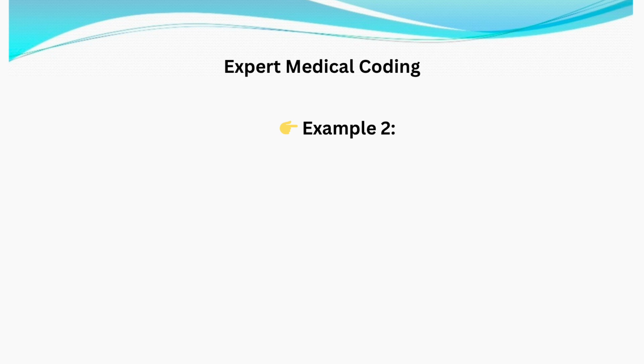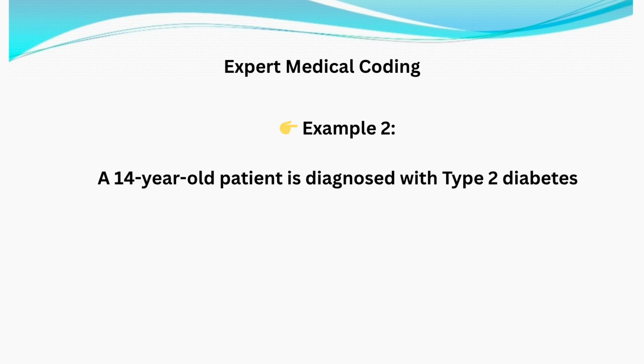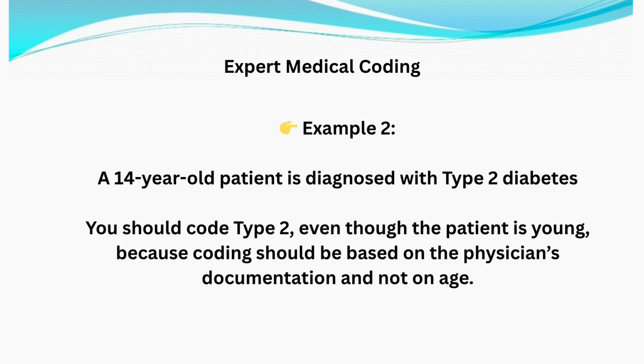Let us see another example. A 14-year-old patient is diagnosed with type 2 diabetes. So how do you code this scenario? You should code type 2 diabetes even though the patient is young, because coding should be based on the physician's documentation, not the patient's age.